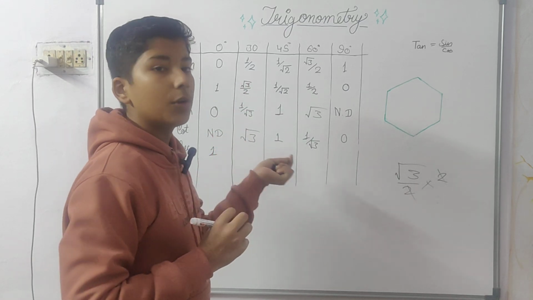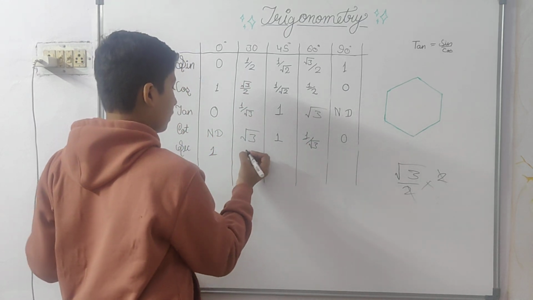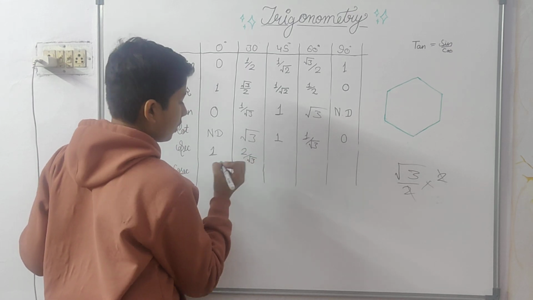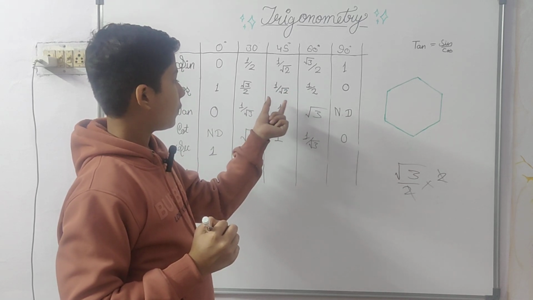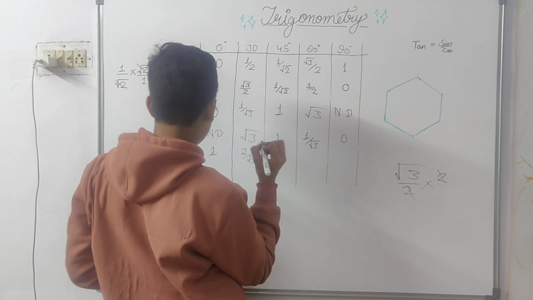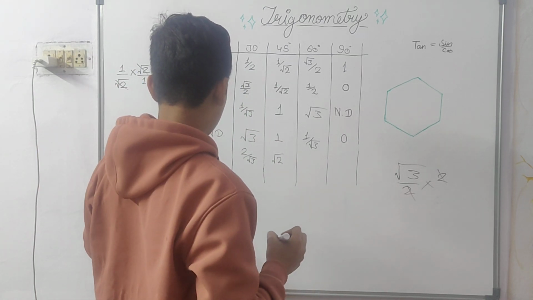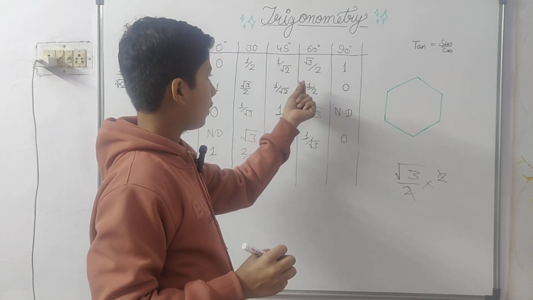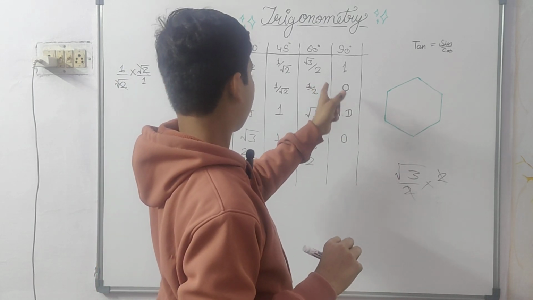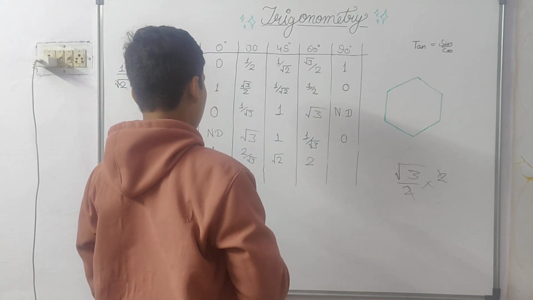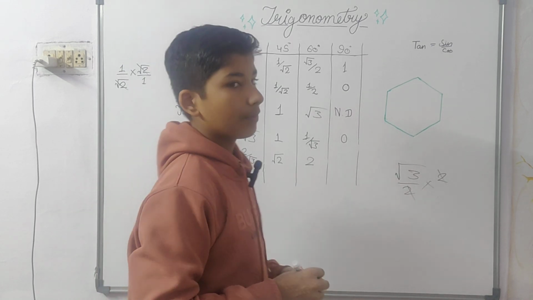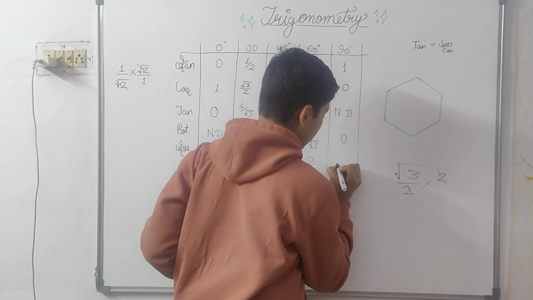Now root 3 by 2, what is its opposite? Its reciprocal is 2 by root 3. Now what is the reciprocal of this? 1 by root 2, it is root 2. Now wait, what's the reciprocal of 1 by 2? It is 2. Now 90 degree, what is the reciprocal of 0? It is 1 by 0, which is not defined.